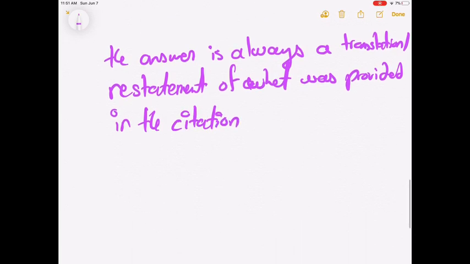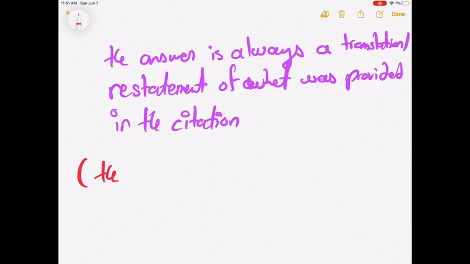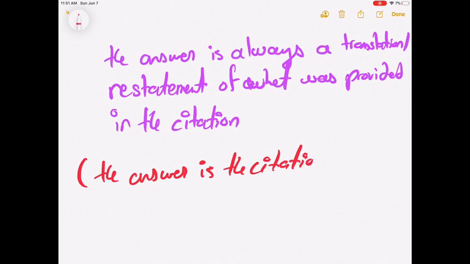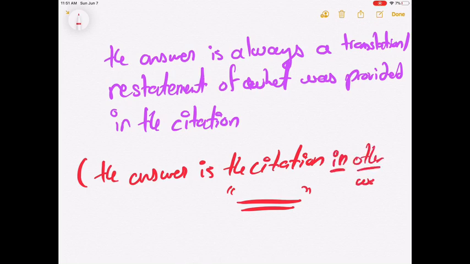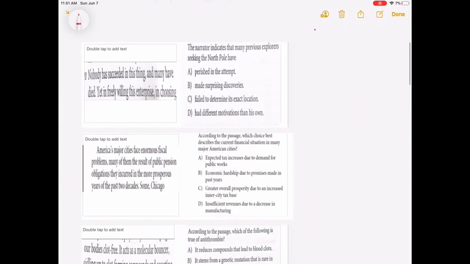And let's restate this rule in another manner. The answer is the citation. Citation means the evidence that's provided within the lines. In other words. So let's begin solving some questions to notice this pattern.